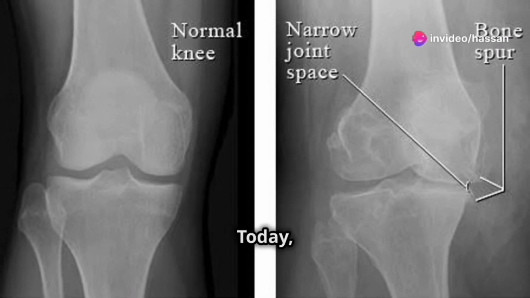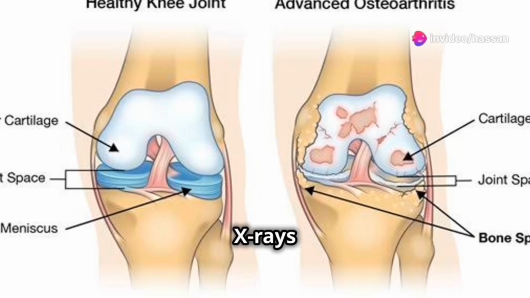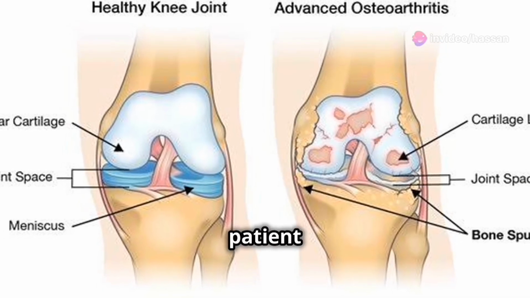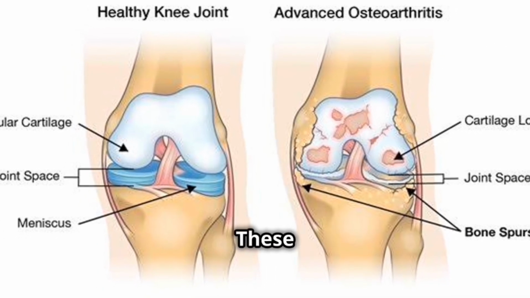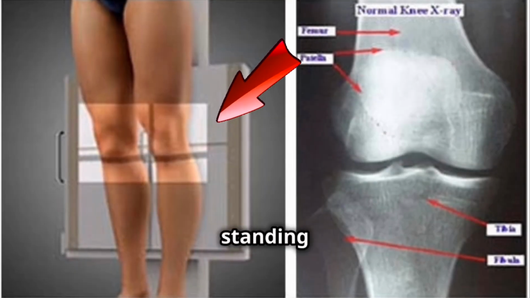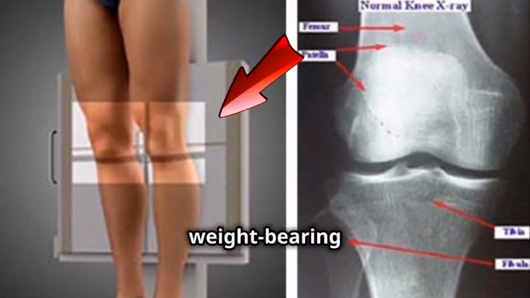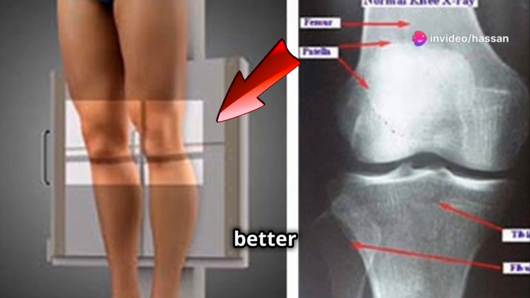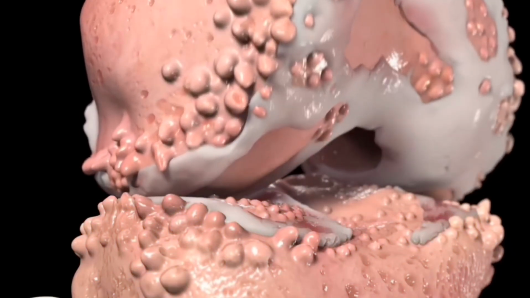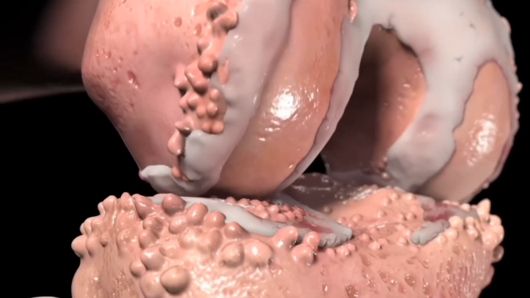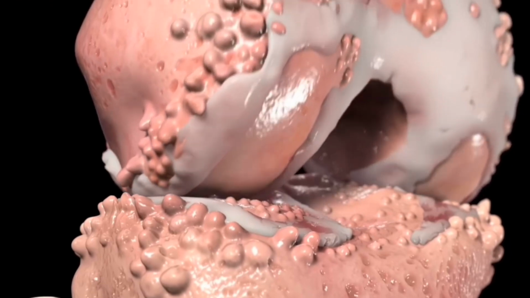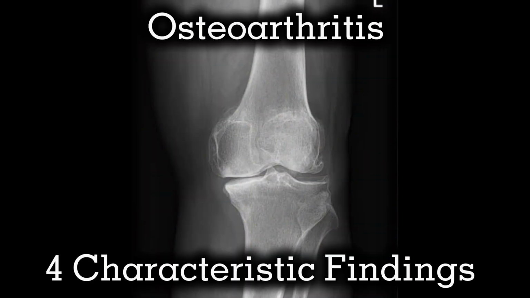Good morning, everyone. Today we're going to have a look at the X-rays of the knee joint in a patient with osteoarthritis. These X-rays are typically taken in a standing posture, also known as weight-bearing views. This helps us in better evaluation of osteoarthritis. Let's start with the basics. There are a total of 4 characteristic findings we are looking for.